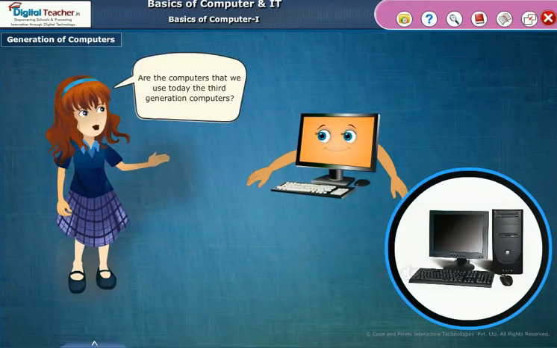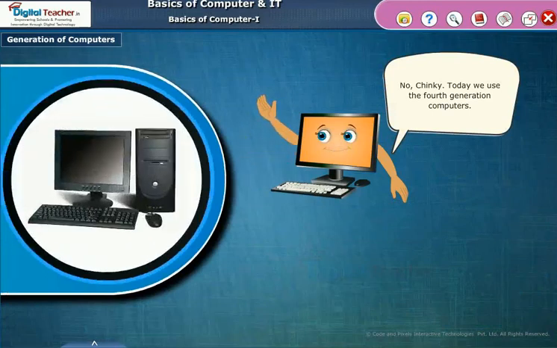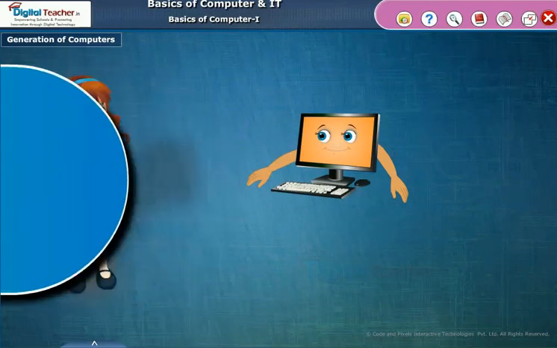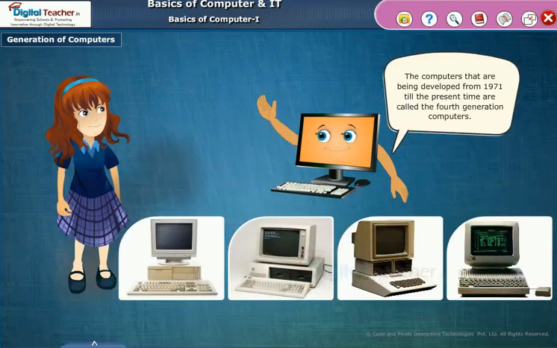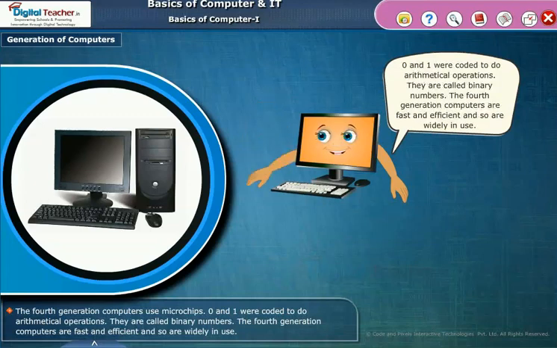Are the computers that we use today the third-generation computers? No, Chinky, today we use fourth-generation computers. The computers that are being developed from 1971 till the present time are called the fourth-generation computers. Fourth generation is an elaboration of third-generation technology. The fourth-generation computers use microchips. 0 and 1 were coded to do arithmetical operations. They are called binary numbers.